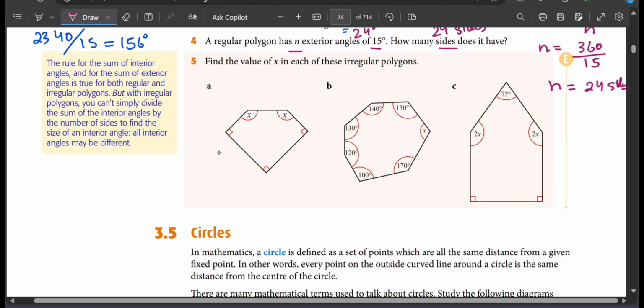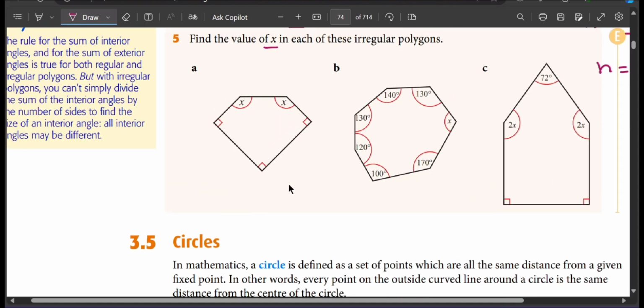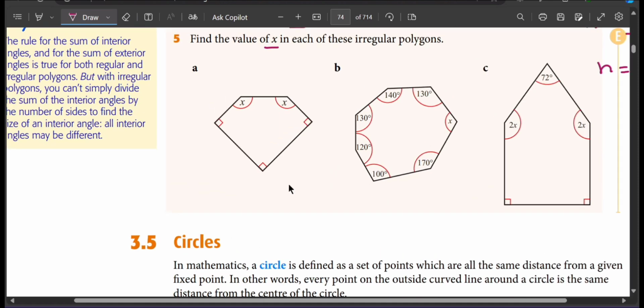For question number 5, find the value of x in each of these irregular polygons. You have to find the value of x in each of them. Okay, so if we zoom in, that's 90, that's 90, and that's 90, and combining them they are 2x. So we know that we can find the sum of interior angles. That is going to be 1, 2, 3, 4, 5. That means 5 minus 2 into 180. That is 3 into 180, which is going to be 540 degrees.